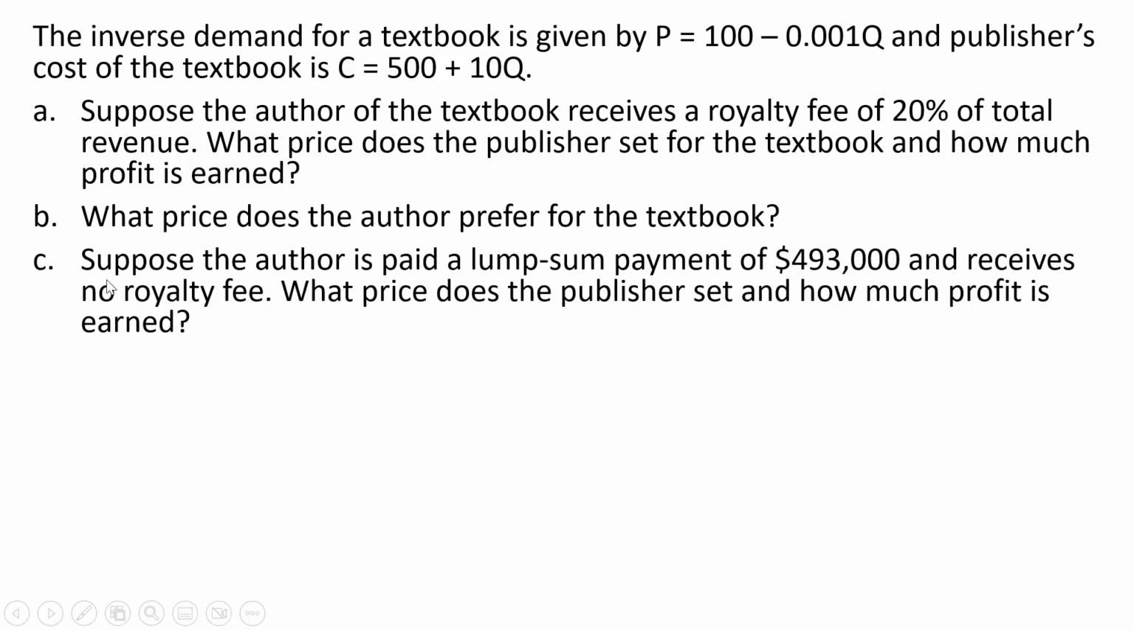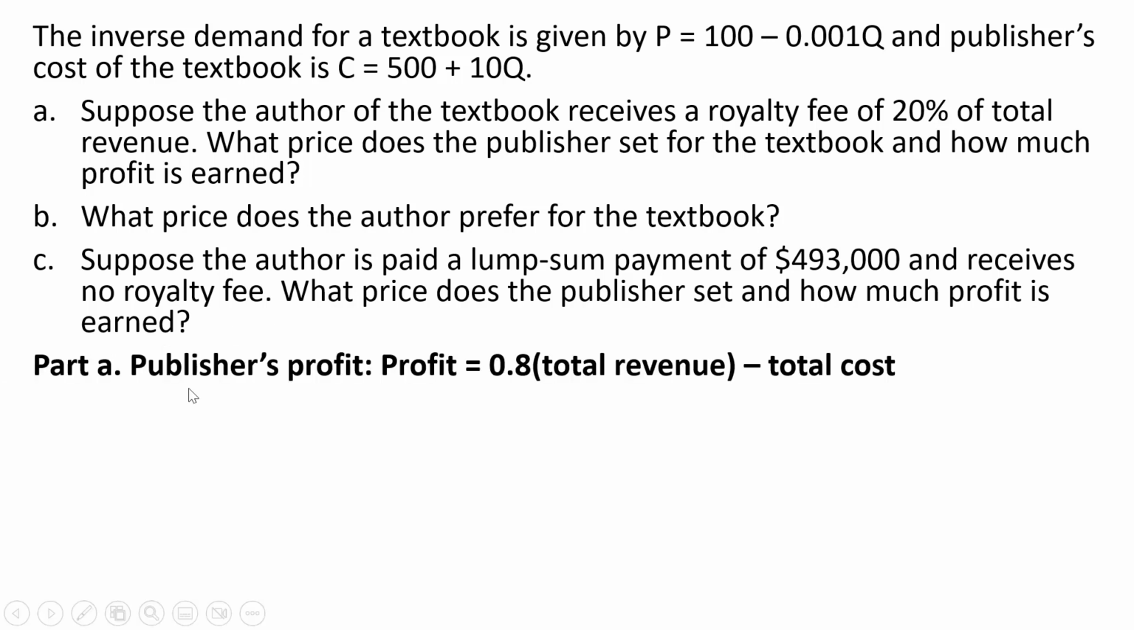And finally, in Part C, suppose the author is paid a lump sum payment of $493,000 and receives no royalty fee. What price does the publisher set, and how much profit is earned? Let's start with Part A.